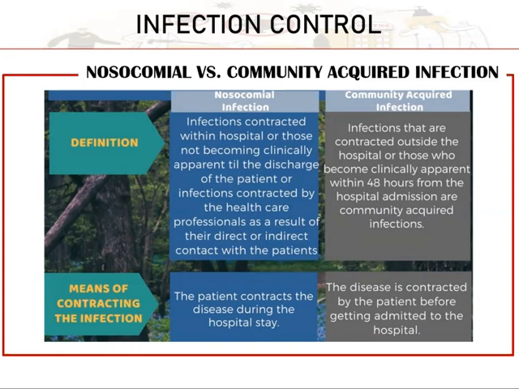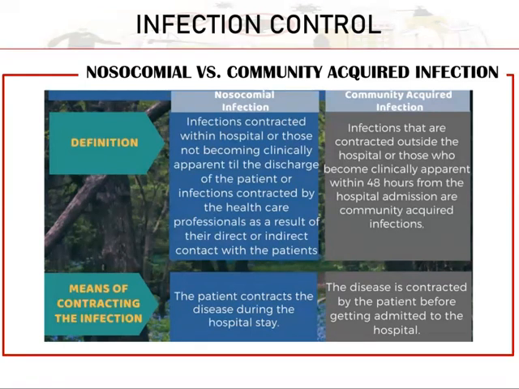For you to clearly understand more, I will give examples of non-communicable diseases. An example of this is diabetes. You cannot catch diabetes from other people. Hypertension, those are non-communicable. When we say communicable, you catch it from your neighbor, from your playmate. So these are communicable diseases. These are infections that are clinically apparent within 24 or 48 hours from the hospital admission. So the disease is contracted by the patient before getting admitted to the hospital.